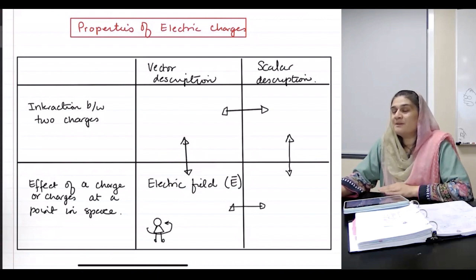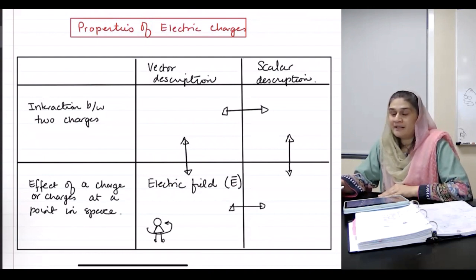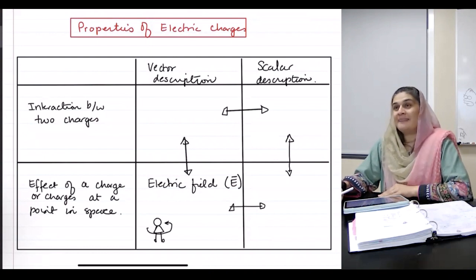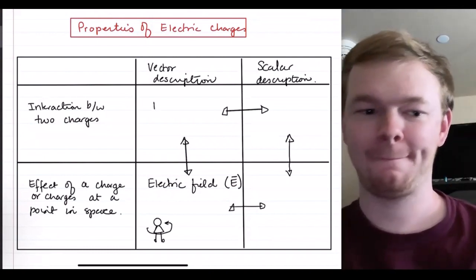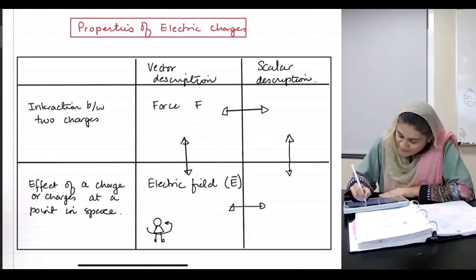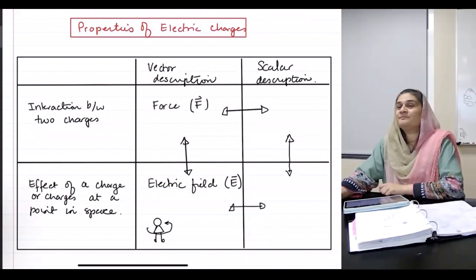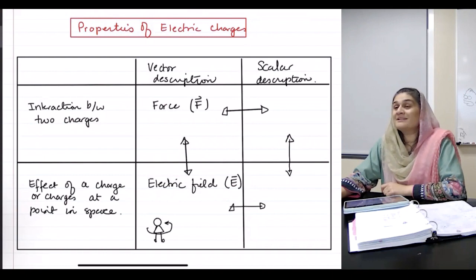If we want to keep the electric field in my equation, but I want to talk about the interaction between 2 charges, what do I call that? That basically means I'm bringing a charge in the vicinity of the electric field. What did I call that? Force. Excellent. So force will go here. Note, both force and electric field are vectors. Hence, this is the vector description.